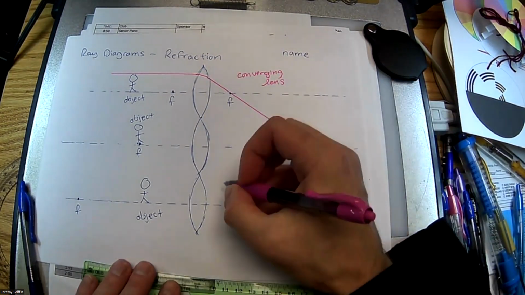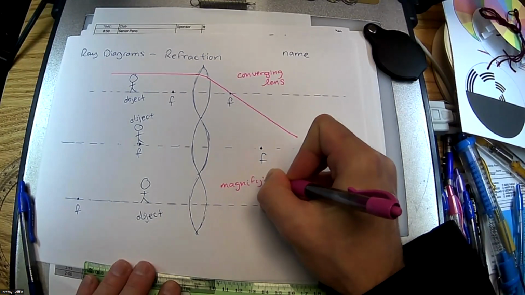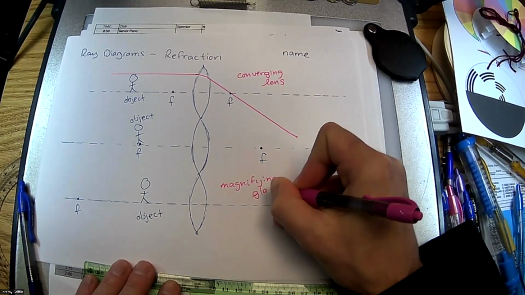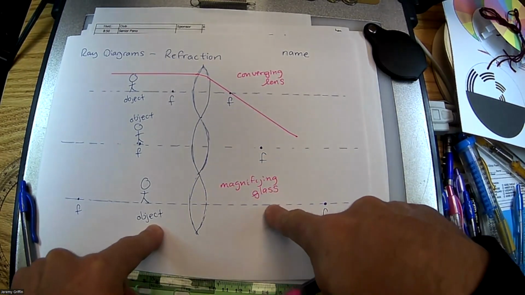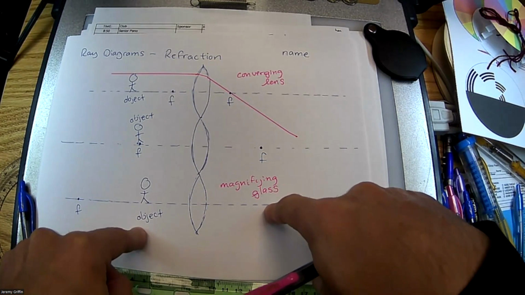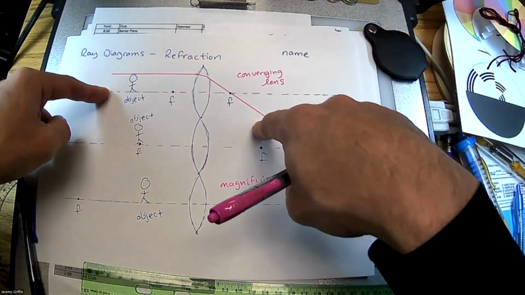I'm going to label this last one magnifying glass. Magnifying glass. Because I bet dollars to donuts, it's going to give us an image that's the object blown up bigger. We'll eventually get to that. Okay, so back to here though. All right, so that's one ray of light.